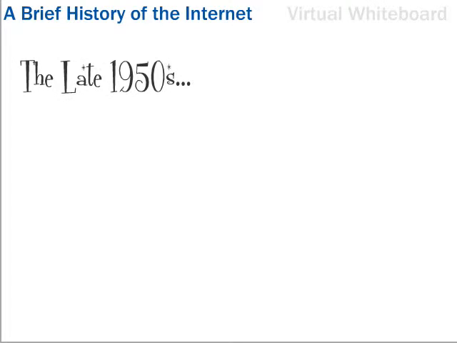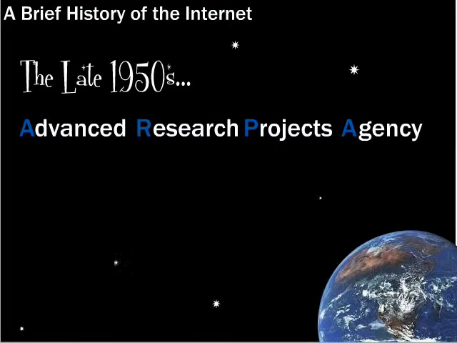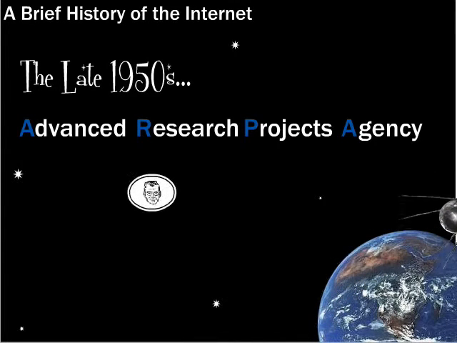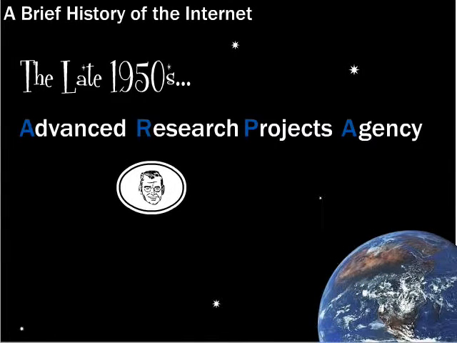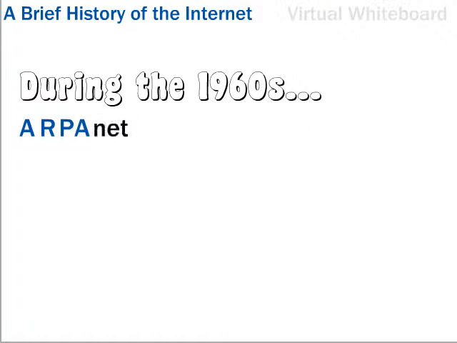In the late 1950s, the U.S. government formed the Advanced Research Projects Agency, or ARPA. This was done largely as a response to the Russian success in launching the Sputnik satellite and employed some of the country's top scientific intellects in research work with U.S. military applications. During the 1960s, the agency created a decentralized computer network known as ARPANET.